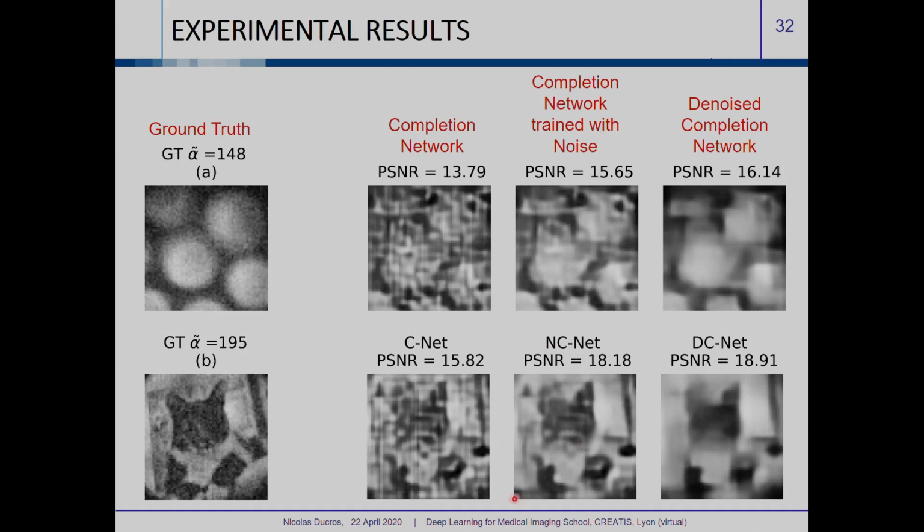So here you only act on the layers that act in the image domain, but you can clearly improve the reconstruction by training it with noise. And here it's the denoise completion network that was also trained with noise. So you can see that there's an improvement also here in the peak signal to noise ratio.